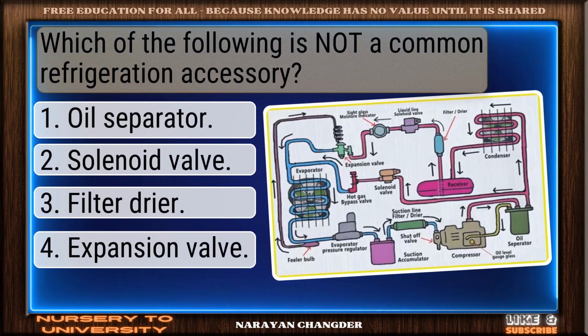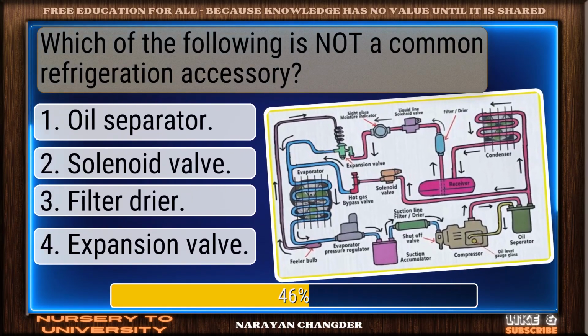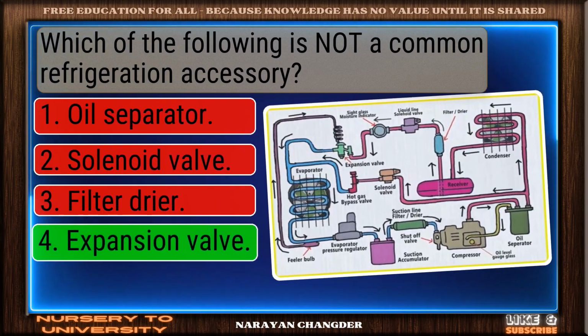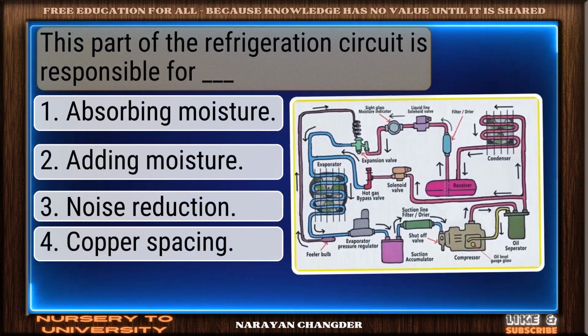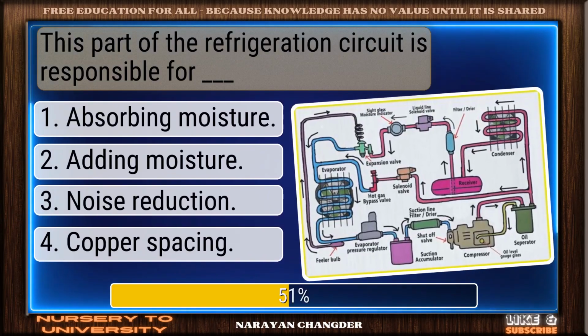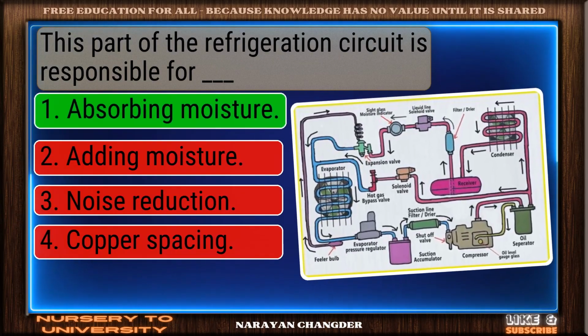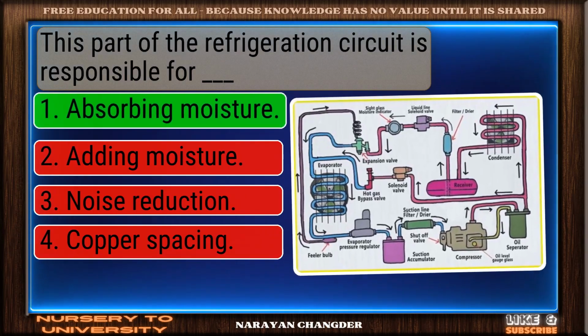Which of the following is not a common refrigeration accessory? Right again. Expansion valve is a valid answer. This part of the refrigeration circuit is responsible for dash. Smart move. Absorbing moisture is an accurate answer.